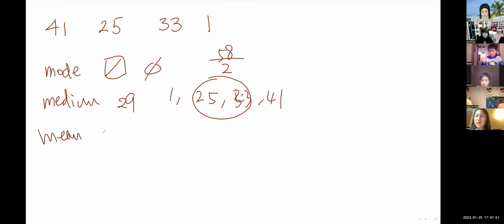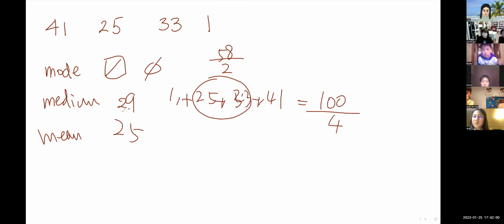Okay, so 29. So let's take a look at the mean. Plus all together equals 100, divided by 4 equals 25. So the answer is none, 29 and 25. 啊，可惜了，命算错了，对不对？Ava, good job. Brandy, good job.